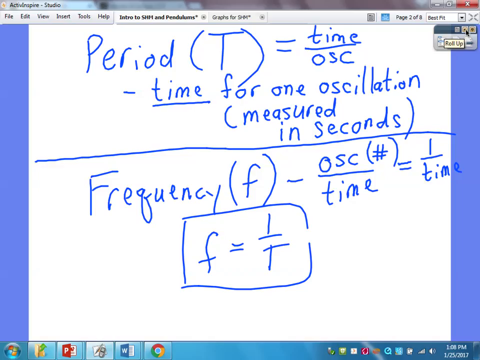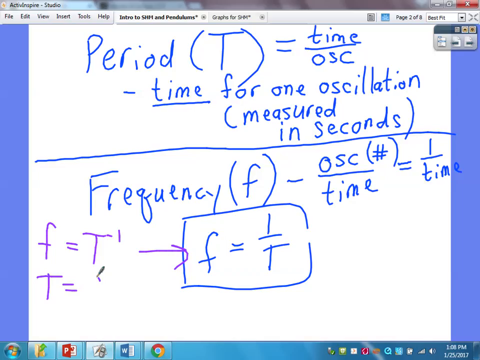Frequency, which we're going to denote F, we haven't really talked about frequency yet. F is the number of oscillations over time. So what does this say about period and frequency? They're inverses of each other. The frequency equals the inverse of the period. Basically, it's just inverted.